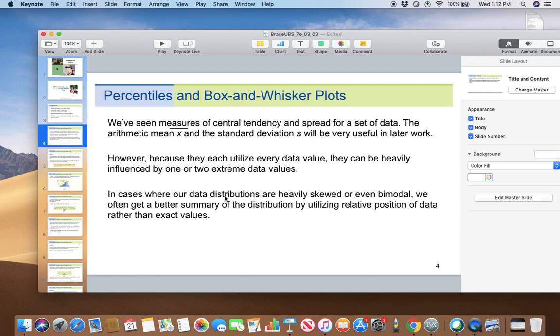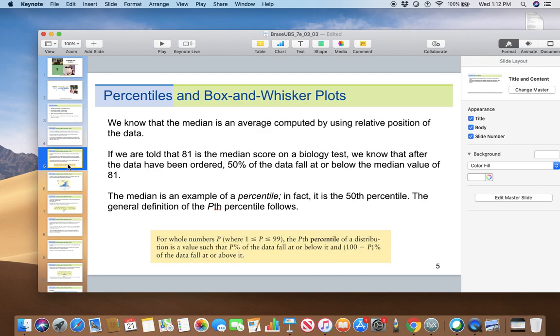In cases where our data distributions are heavily skewed or even bimodal, we often get a better summary of the distribution by utilizing relative position of data rather than exact values. So rather than just use X bar and S, we need a little more information. Okay, let's see what that means. Now, we know that the median is an average computed by using relative position of the data. If you remember, you arranged your data values in increasing order. The middle guy is your median.